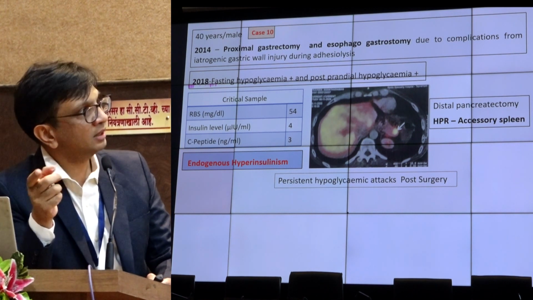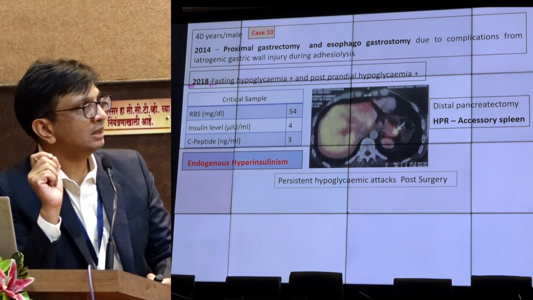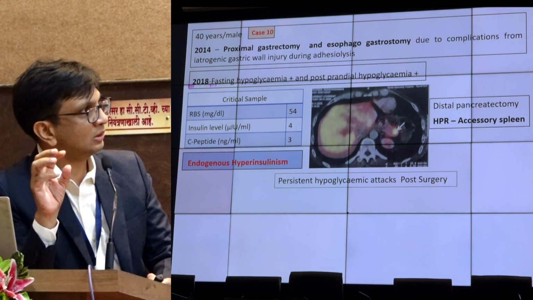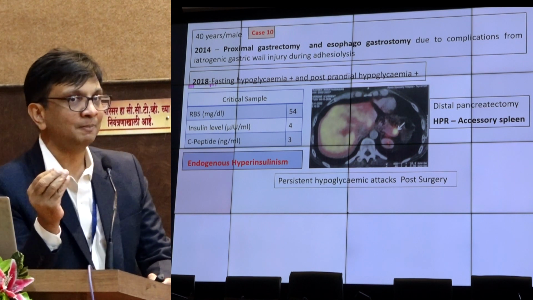At an outside center, they did a DOTA scan, and they picked up some lesion in the distal pancreas. And then they did a distal pancreatectomy. Actually, that turned out to be accessory spleen, because spleen takes up a DOTA scan.